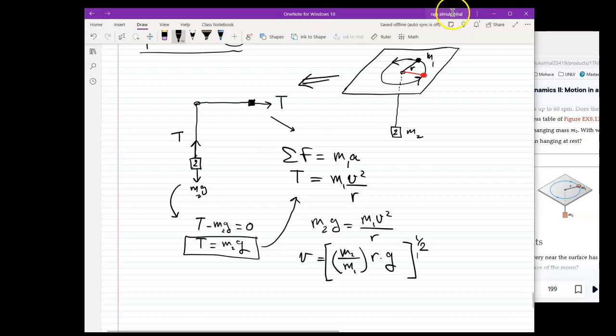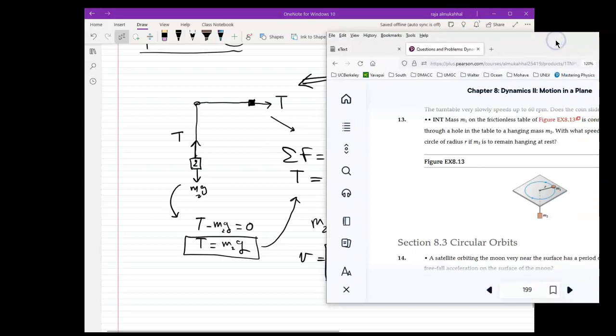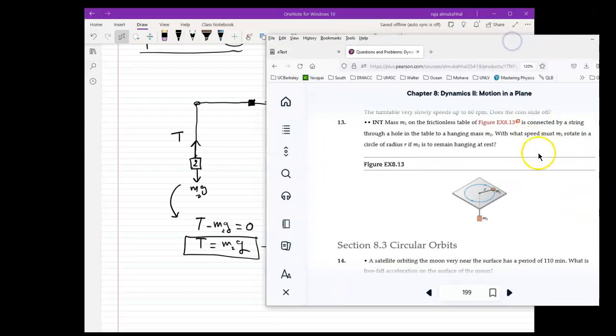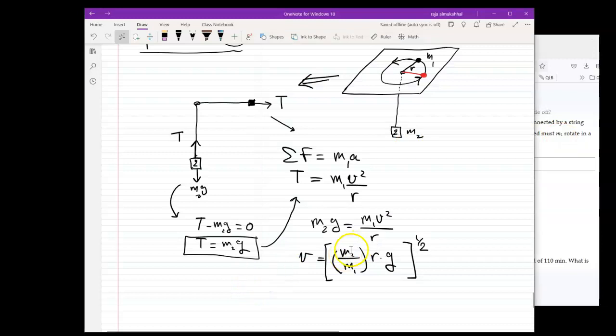Let me go back to the problem. He says, with what speed must m1 rotate in a circle of radius r for m2 to remain hanging? Well, there it is. This is the speed. Put whatever numbers you have for m2 and m1. It's not given to us. And that's about it. Okay, good. One more problem, I'll do number 16.